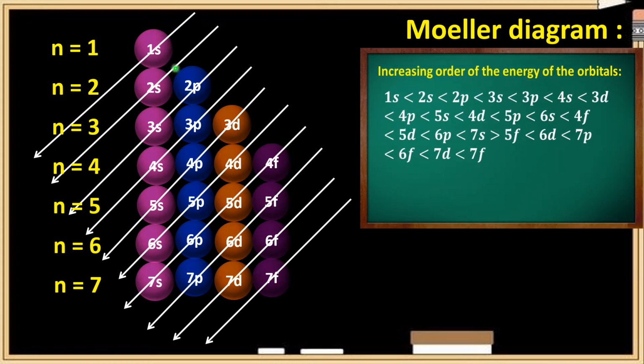So by using this Moeller diagram, we can write the increasing order of the energy of the orbitals like this only. 1s less than 2s, that is, energy of 1s is less than 2s, the energy of 2s is less than 2p, it is less than 3s like this. So electrons fill the orbitals in this order only. Clear?